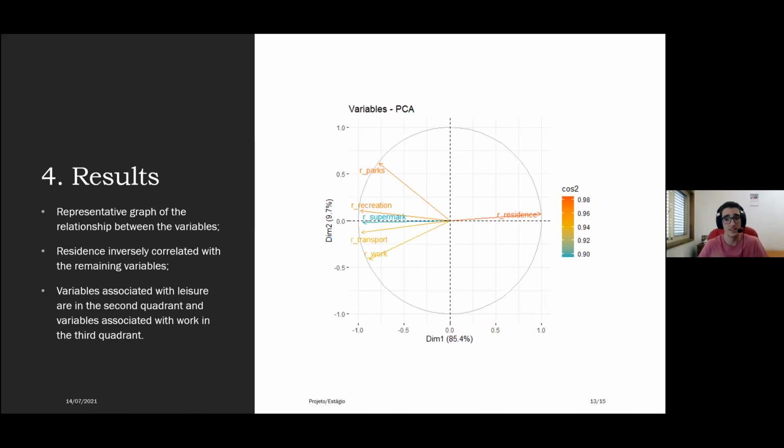So with these two conclusions, we can draw the last one, and probably the most important. Since residence is related to positive values of the first principal component, it follows that this component will be an indicator of lockdown. And since positive values of the second principal component are related to leisure, and the negative values to work, this will be an indicator of leisure or mobility.